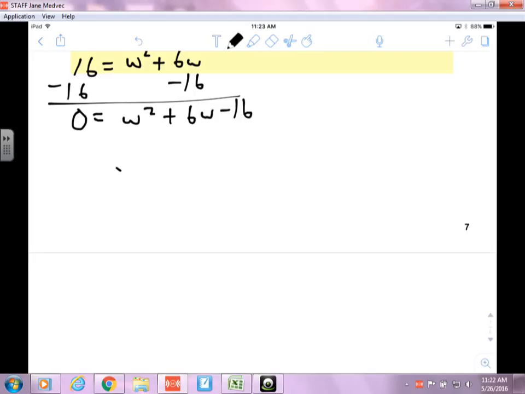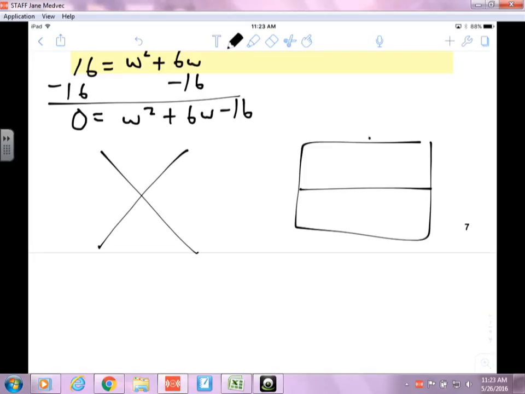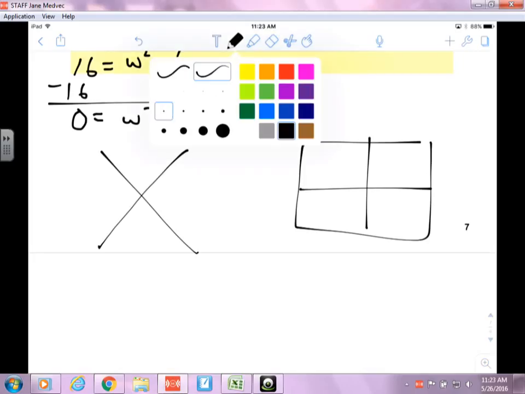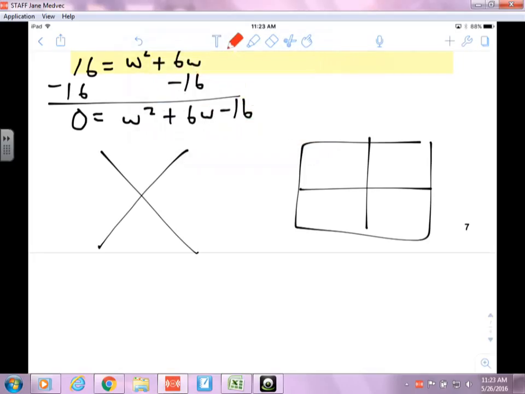Now what? Get more descriptive. What do you want to do? Okay, well, you're thinking A, B, C, and doing the quadratic formula. I want to factor. Oh, make an X. Make a box. What do I put up above on my box? Negative 16, because there's a 1 in front, and I got a negative 16 for my C term.